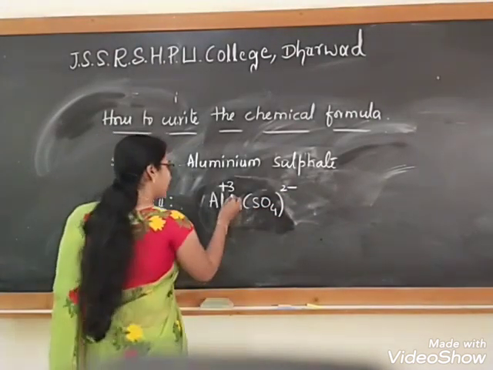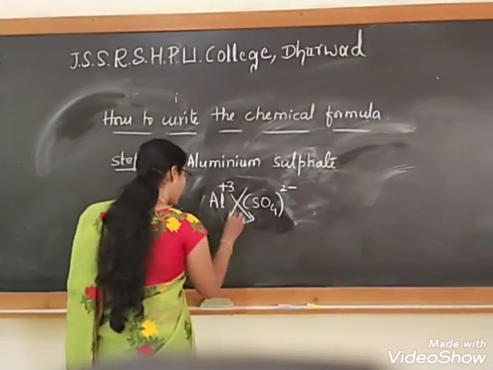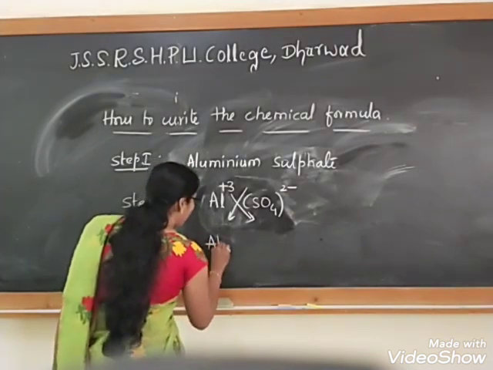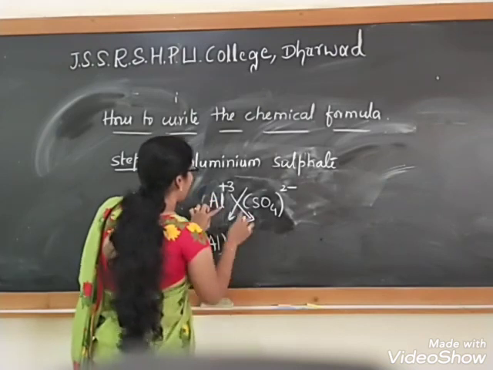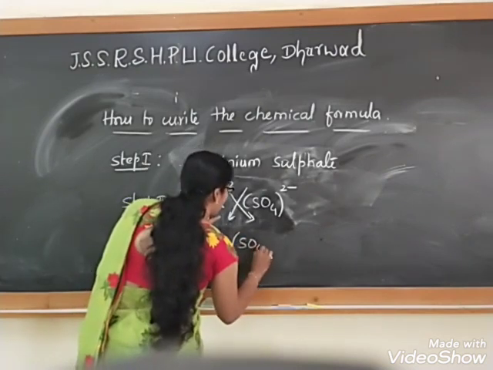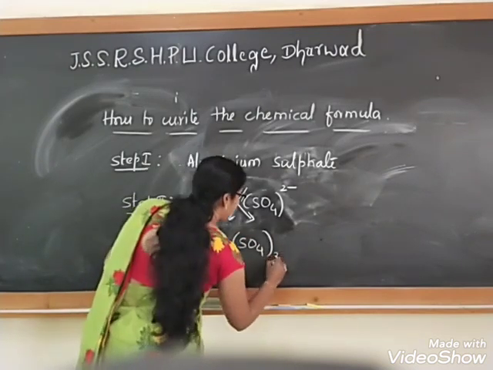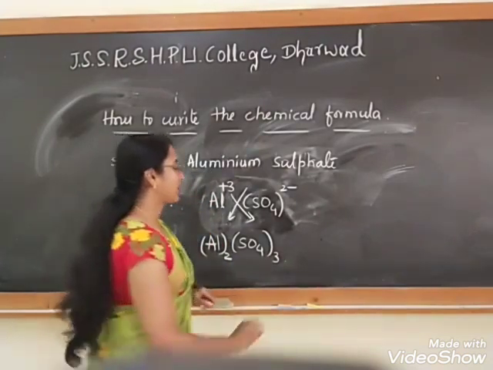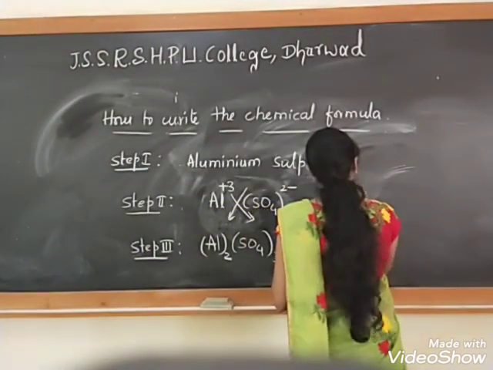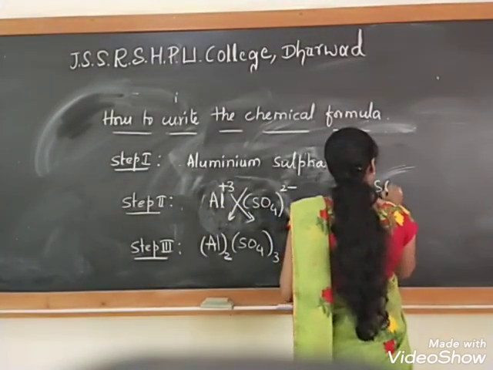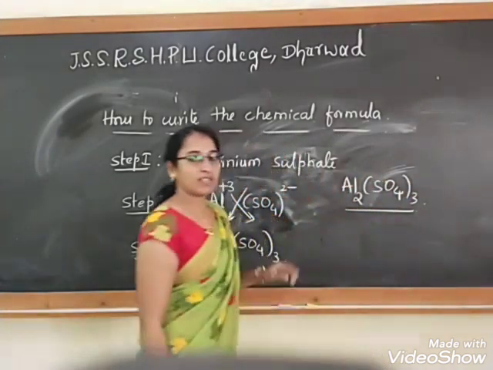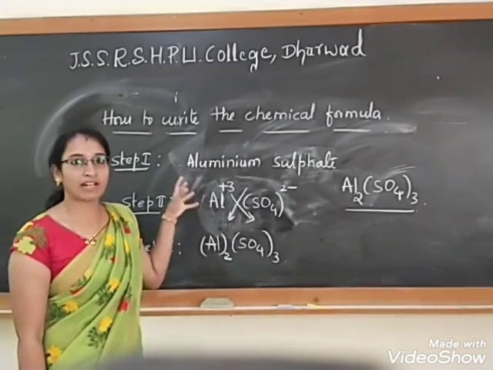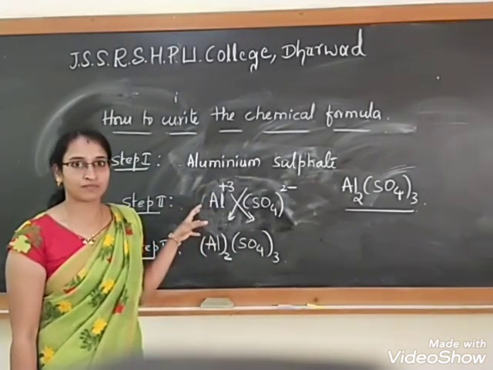Okay, then we have to cross the valencies. Valency should be crossed in the third step. So ಇಲ್ಲಿ cross ಮಾಡಿದಾಗ Al2 ಇಲ್ಲಿ ಬರುತ್ತೆ, SO4, 3 ಇಲ್ಲಿ ಬರುತ್ತೆ. Okay, so this is the final formula for aluminum sulfate. So aluminum sulfate is Al2(SO4)3. So this is the way of writing a chemical formula.